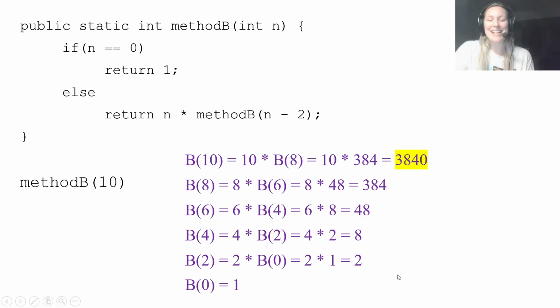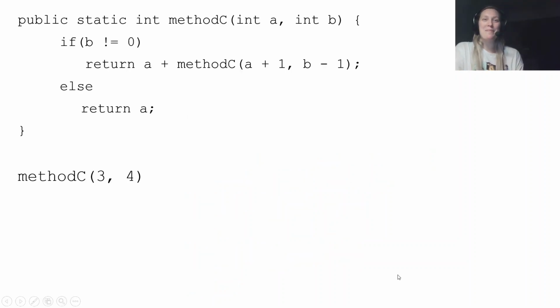All right, let's look at the next method, method C. This time we're going to take 2 parameters as our input here. So again, this shows you that you can take 2, 3, 4, 5, however many parameters. I've really only seen 1 to 2. Otherwise, it just gets kind of crazy. So we'll stick with that.